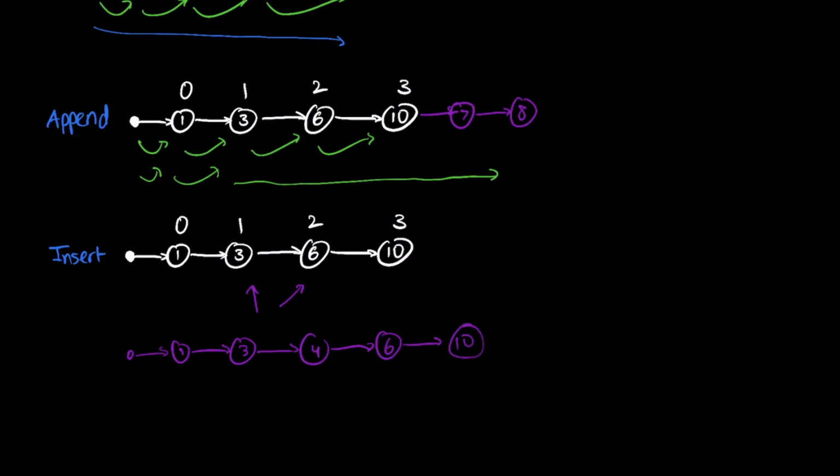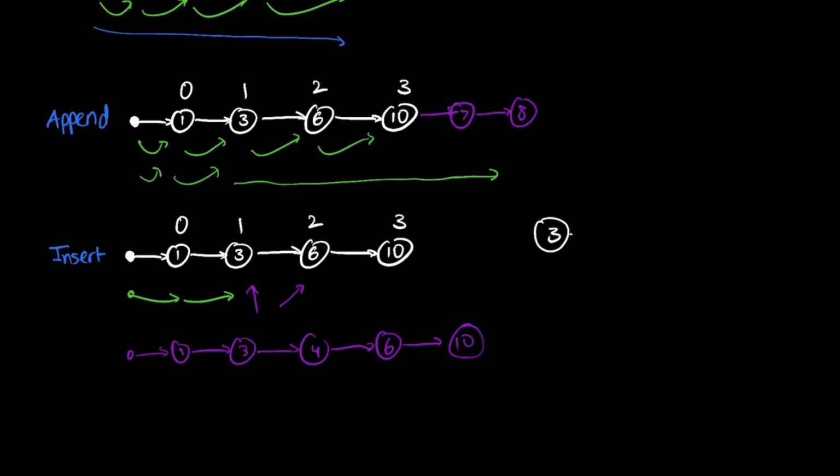So how do I make this shift? What I'm going to have to do here is iterate from the start all the way to the node that is 1 before the index where I'm going to insert my new item. So I'll start here, and I'll keep going until I get to here. And so this node right here that has a value of 3 is right before the node with a value of 6.